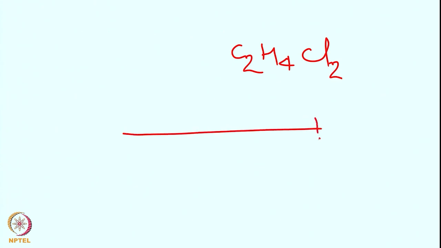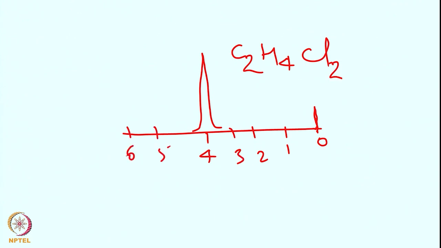Our molecule is, suppose, C2H4Cl, and suppose we have a spectrum which is like this. Here is our 0 ppm, and this is our signal coming from the standard reference, and just suppose we get only one peak. Okay, so what will be this molecule? Let's define. One peak is coming, 4 protons are there, this is for the proton spectrum, and this comes around 4 ppm. So what is this molecule?